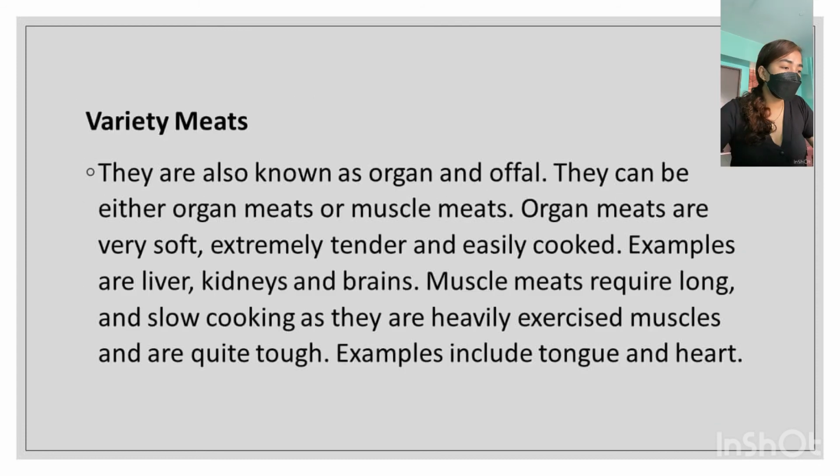Next, we have the variety of meats. They are also known as organ and offal. So they can be either organ meats or muscle meats. So organ meats are very soft, extremely tender, and easily cooked. Examples of which are liver, kidneys, and brains. So muscle meats require long and slow cooking as they are heavily exercised muscles and are quite tough. So examples of which are tongue and heart.